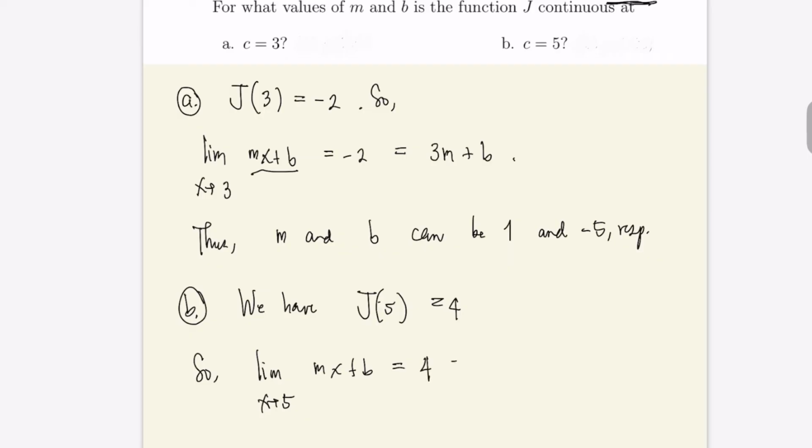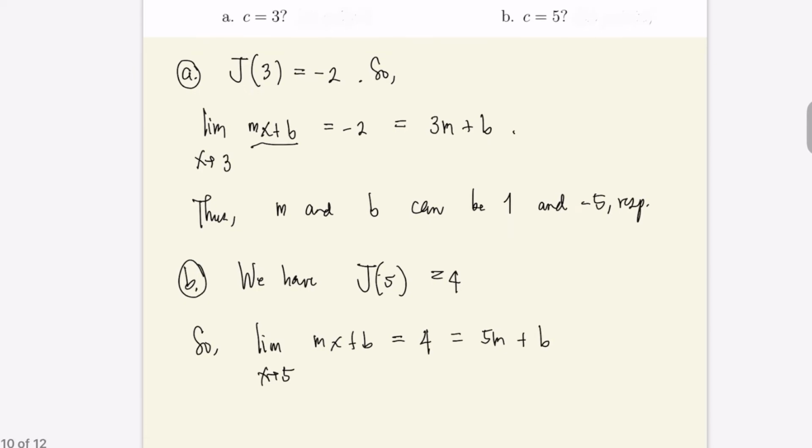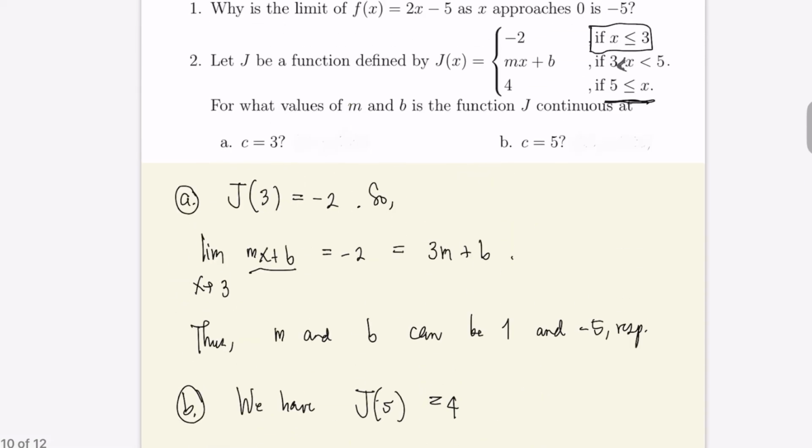So this is the same as 5m plus b. So let's look for possible answers here. So it turns out that m and b can be 1 and negative 1 respectively. So there are many possible answers for this question.